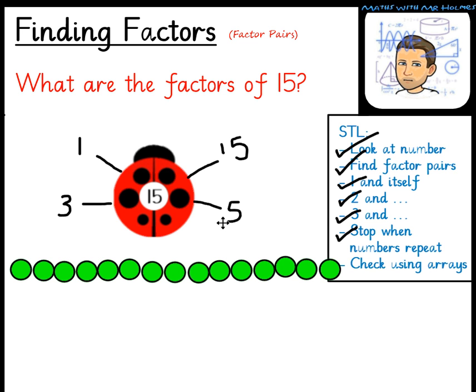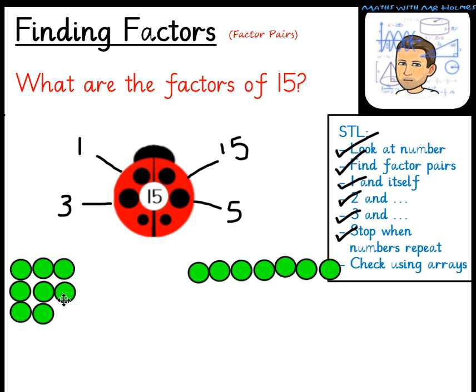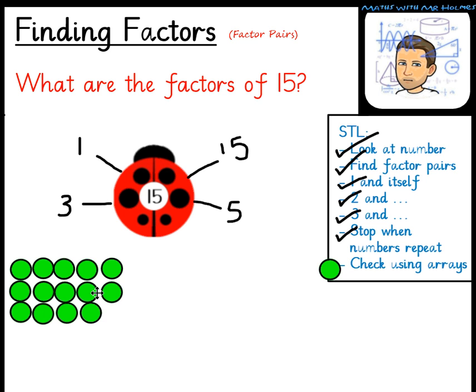Next, we'll try 3 by 5. So 1, 2, 3. I'll arrange those neatly into 3 rows. And there you go, there's 1 row of 5, 2 rows of 5, 3 rows of 5. 3 times 5 equals 15.